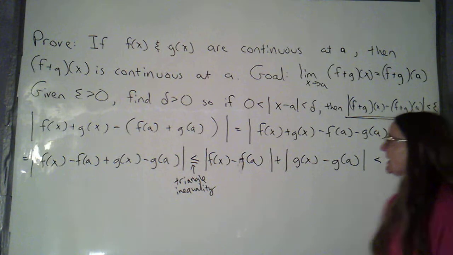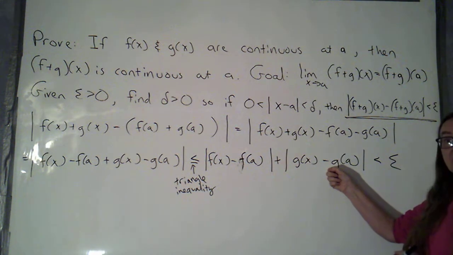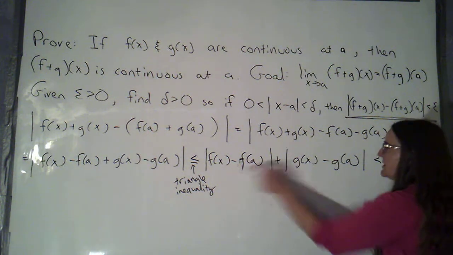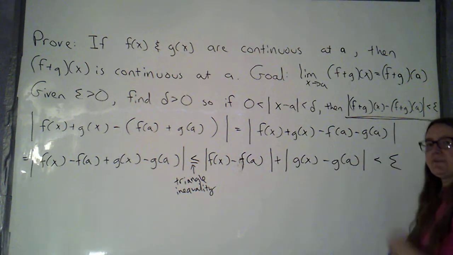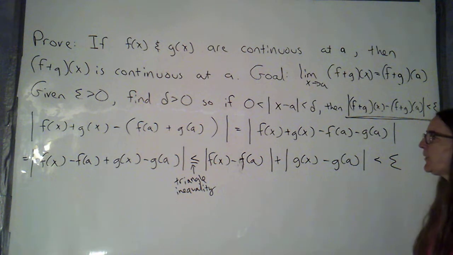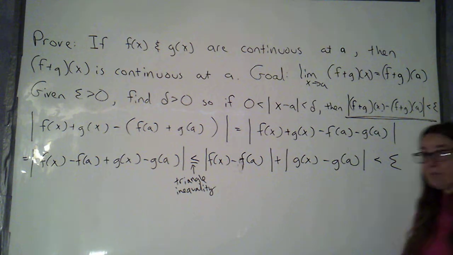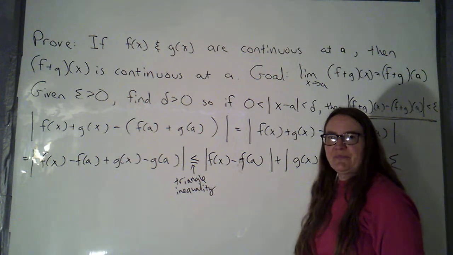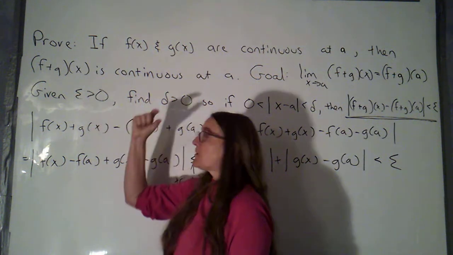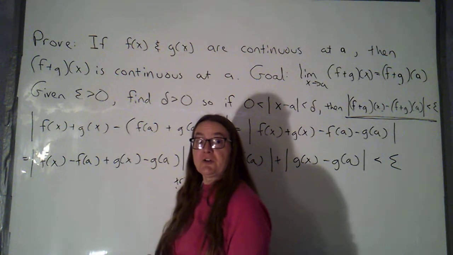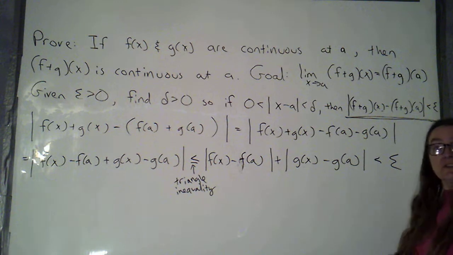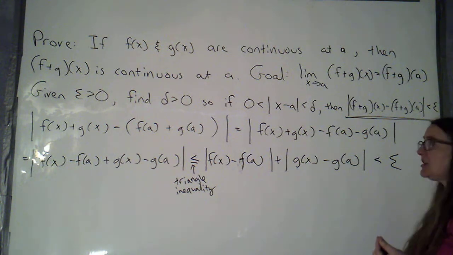Okay, excellent. Similarly, we're going to know that we can control this distance. So I'm going to control these two things by knowing that f and g are continuous at a. Really important point in this proof is to remember that epsilon is just a name. It's a name for this positive number, which is our standard of closeness for our function. Okay. And epsilon is the standard of closeness that I'm using for f plus g.